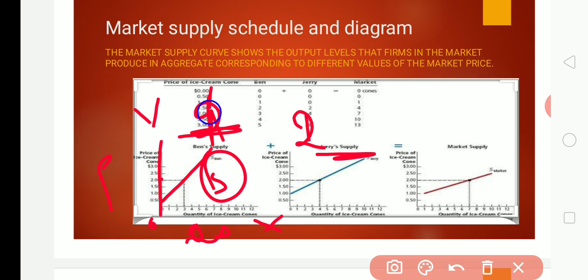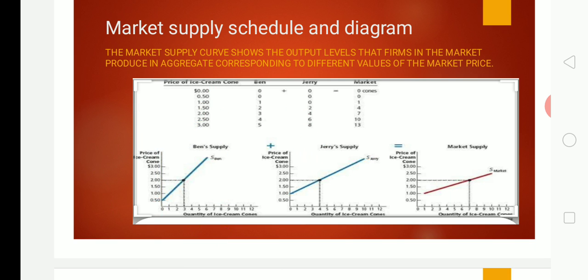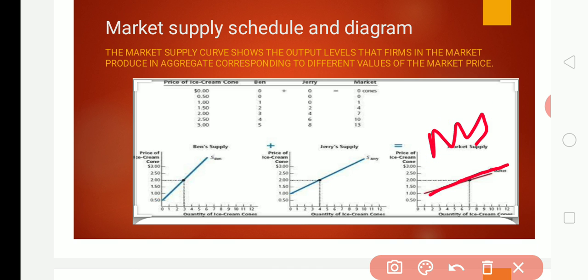So when you add up firm 1 and firm 2, that is Ben and Jerry, you will get the market supply curve. Adding up two individual supply curves is called horizontal summation, or horizontal summing up, and we will get the market supply. What does this supply curve show?